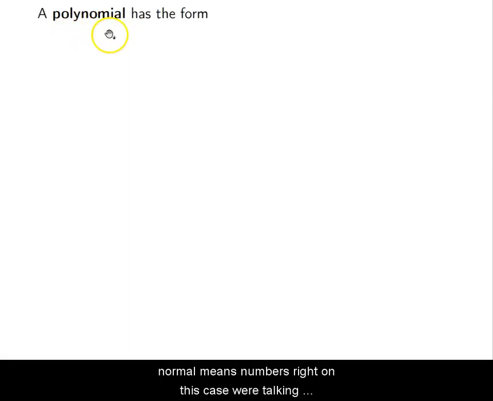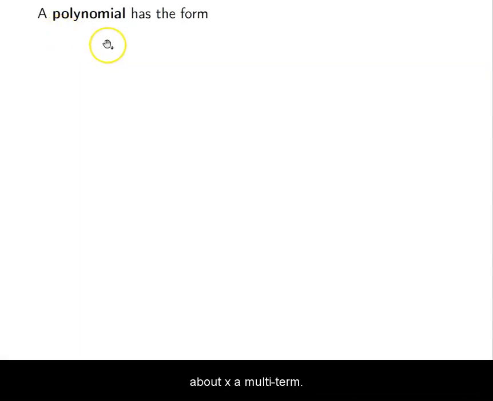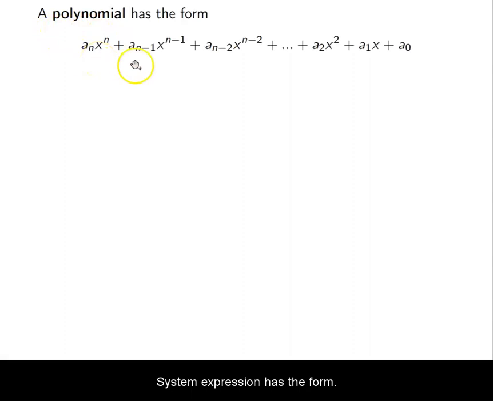So a polynomial, okay, so if we break down this word, poly means many, nomial means numbers, right? Or in this case, we're talking about terms. A multi-termed expression has the form as such, okay?